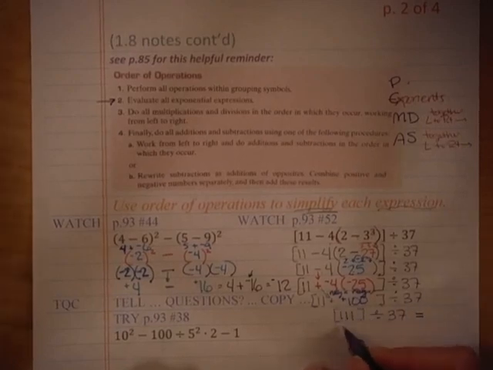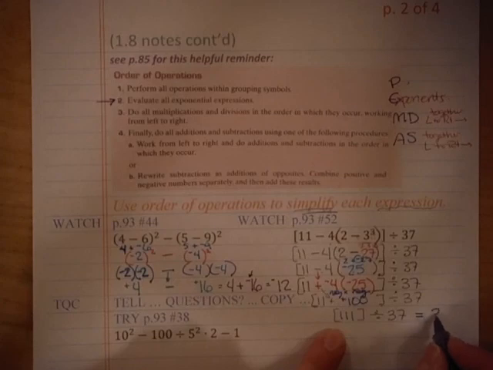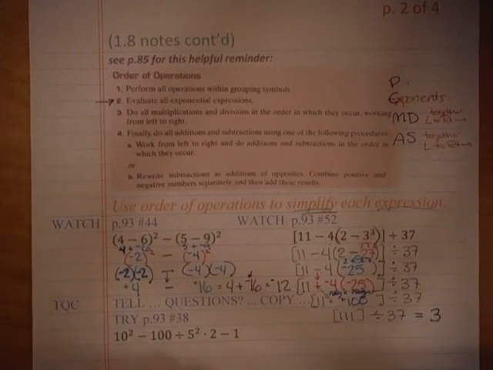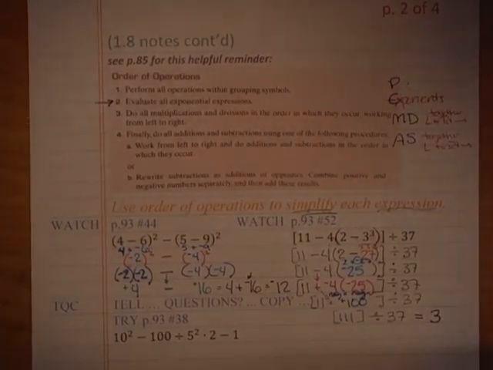Now the brackets are just holding its place here. There's no purpose for the brackets, so we can just say 111 divided by 37. It goes in evenly 3 times. And that is our answer for number 52. All right, we'll see you at the bottom of page 2.